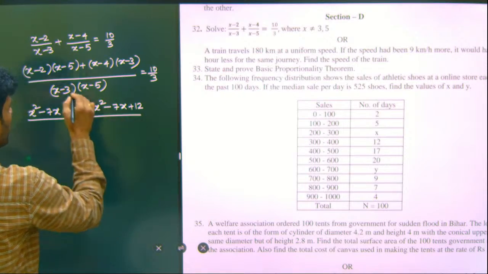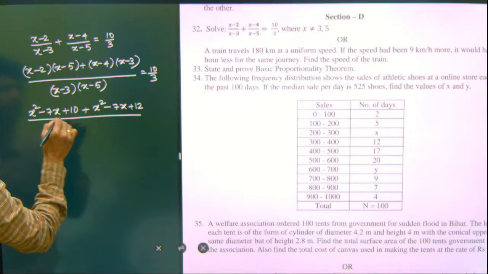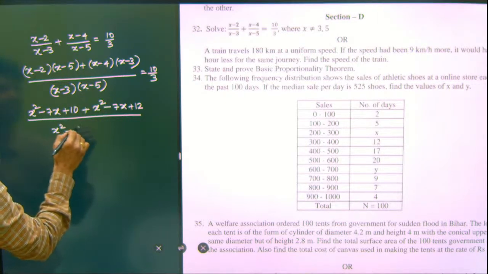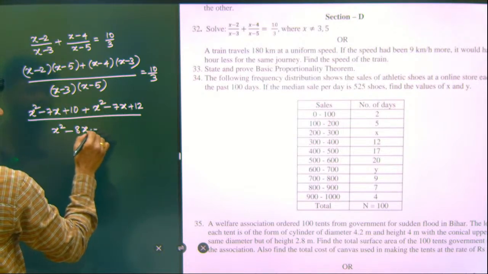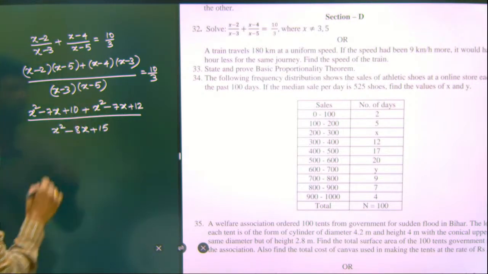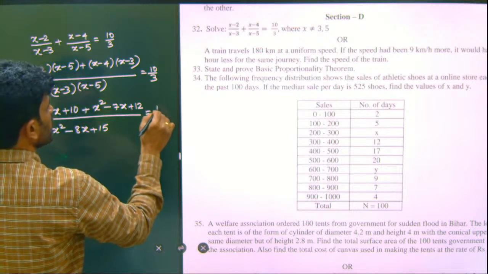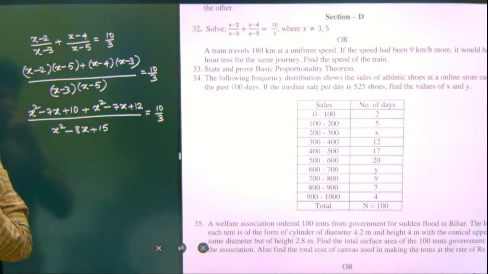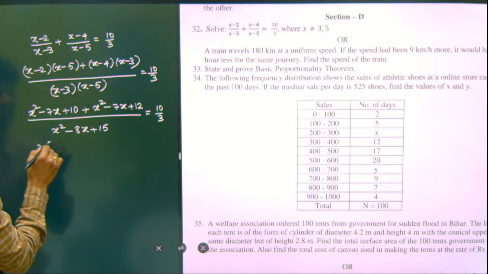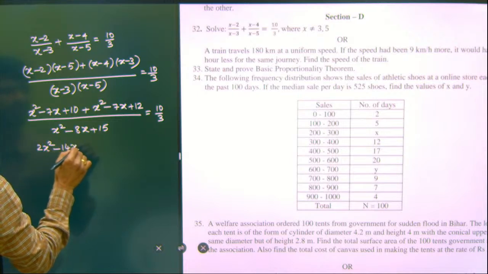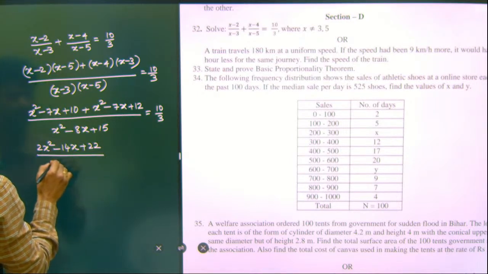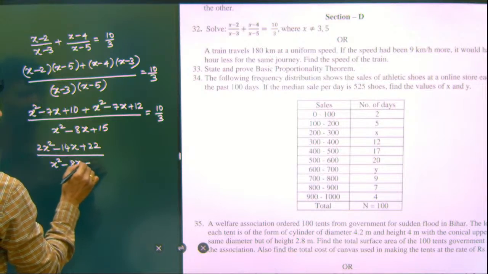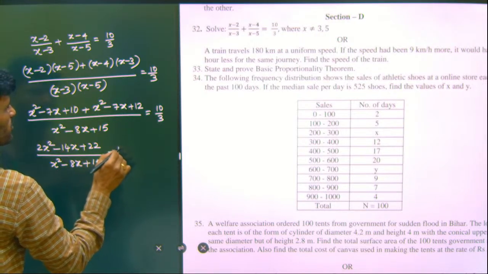By down what is it? x square minus 3x minus 5x, minus 8x, minus 3 into minus 5, plus 15. This is the denominator result, equal to 10/3. Now x square plus x square, 2x square minus 14x plus 22 over x square minus 8x plus 15 is equal to 10/3.